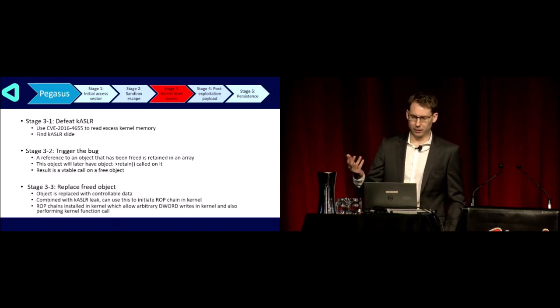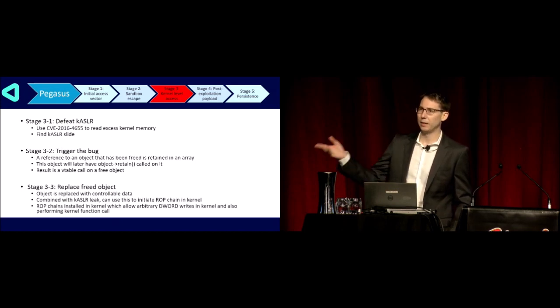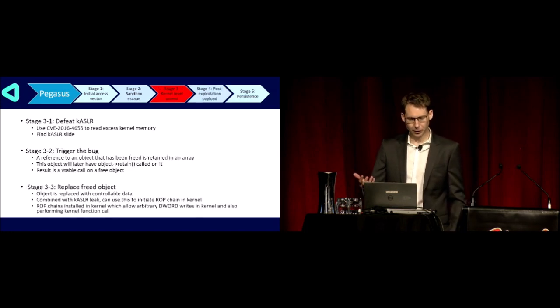In this particular instance, later on, this object will have the retain function called on it, which involves going through a vtable. So by freeing the object, then overriding it with data that you can control, you can craft your own fake vtable pointer and then kick off a ROP chain, essentially, and get arbitrary code execution.